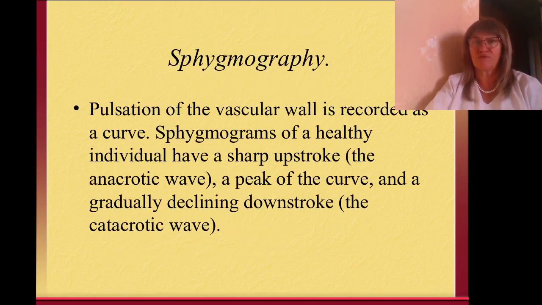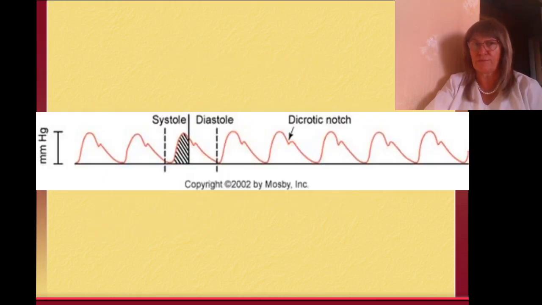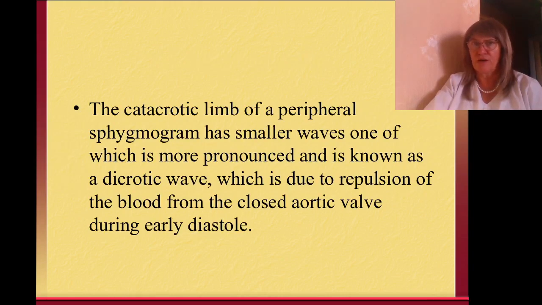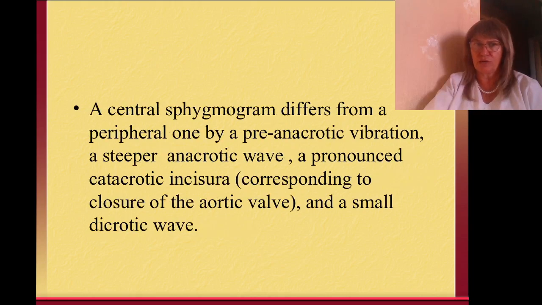Sphygmography. Pulsation of the vascular wall is recorded as a curve. Sphygmograms of a healthy individual have a sharp upstroke, the anacrotic wave, a peak of the curve, and a gradually declining downstroke, the catacrotic wave. The catacrotic limb of a peripheral sphygmogram has small waves, one of which is more pronounced and is known as a dicrotic wave, which is due to repulsion of the blood from the closed aortic valve during early diastole.